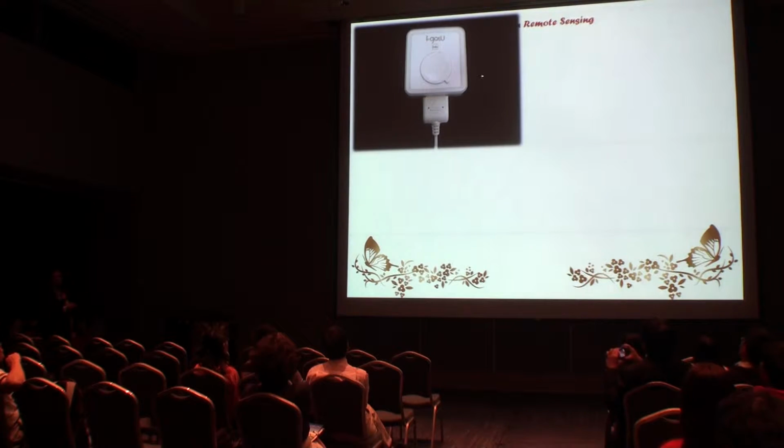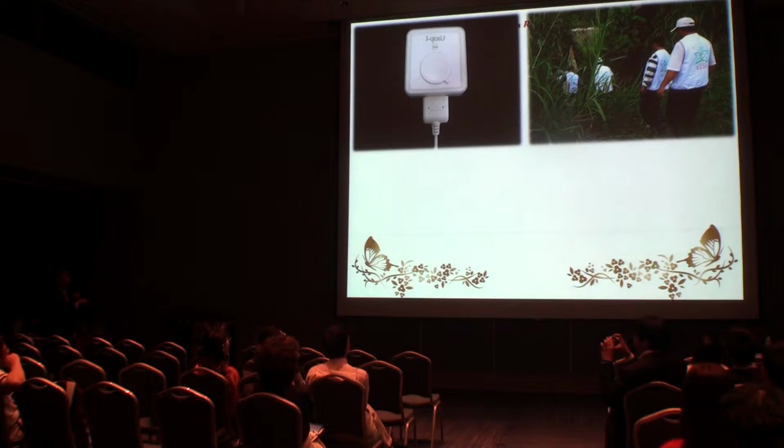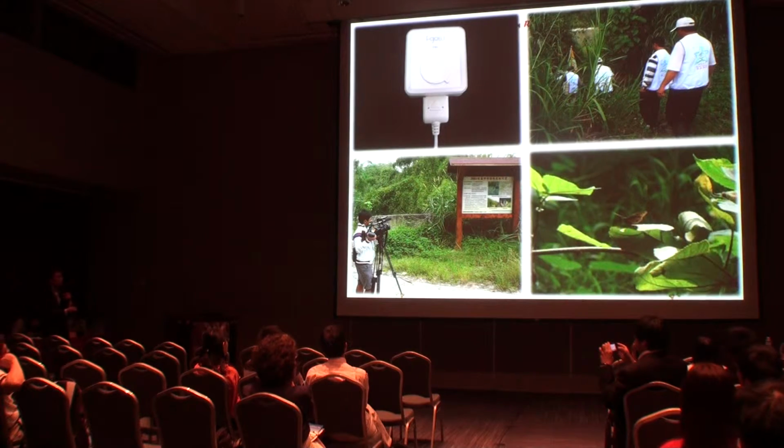The white one is the GPS tracking device we use. The volume is small and it's convenient to carry. The second figure shows the local residents bringing the GPS tracking device to investigate and collect coordinates. The third and fourth pictures show the investigator taking pictures of things or insects.